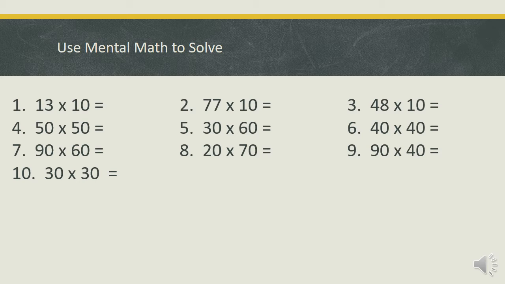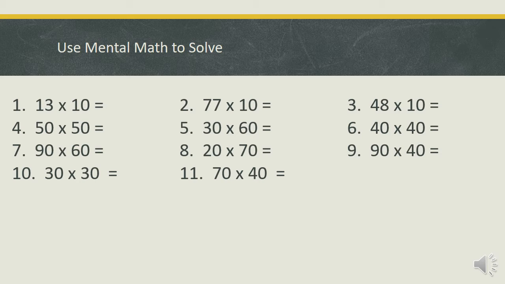30 times 30. Oh, 3 times 3. That's an easy one. Write it down. Annex your zeros. How many are there? 1 in the first 30, 1 in the second 30. Got it, right? Number 11.